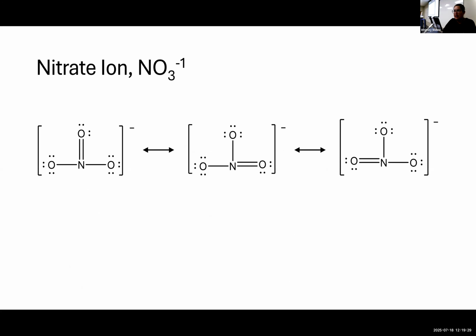I just want to point out that if there is those two, let me write out the Lewis dot structure that we already had. We had nitrogen, O, O.